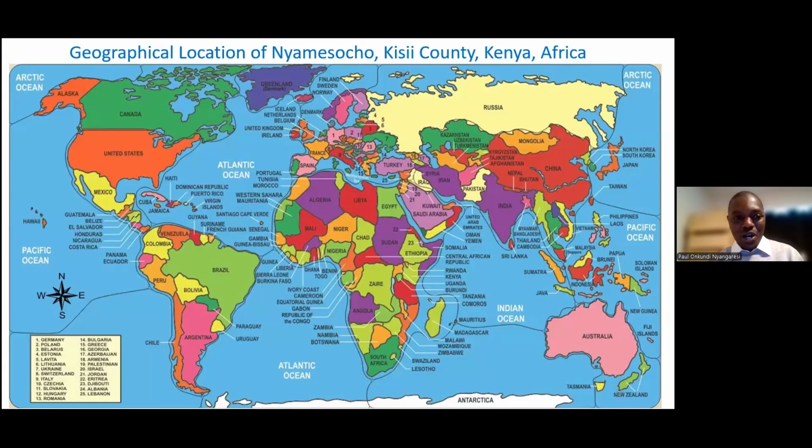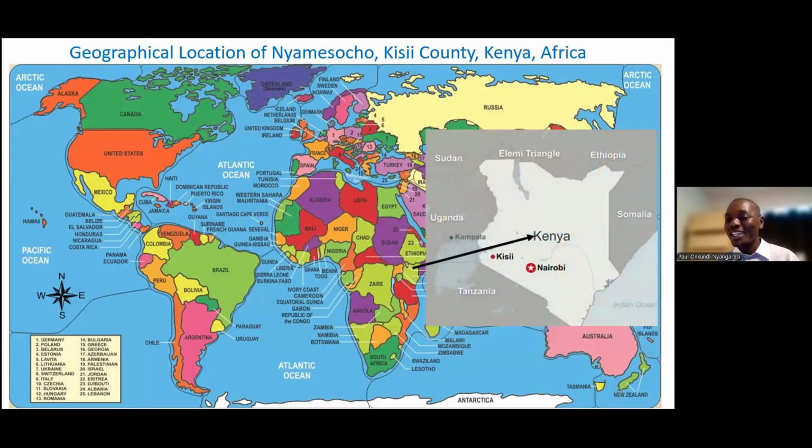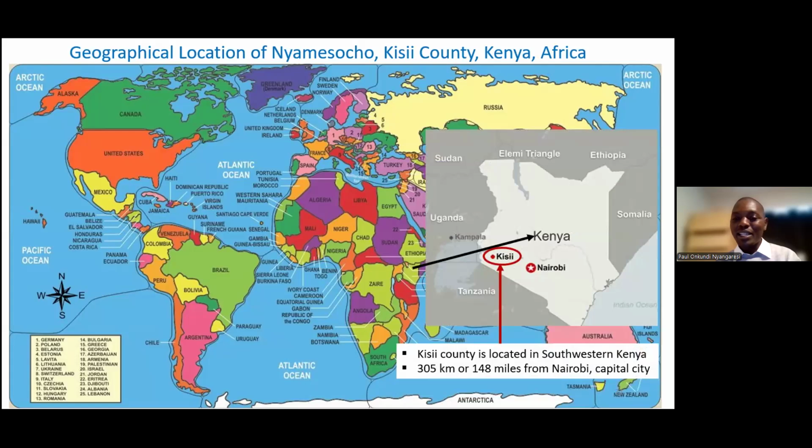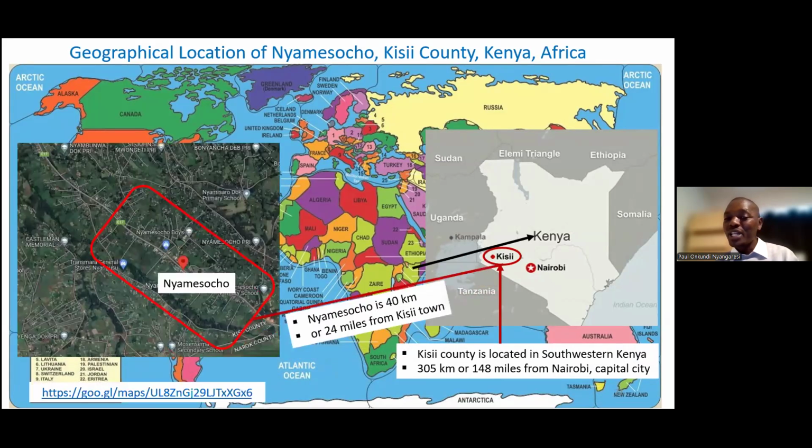So I've given you a world map, and now you can also see where your country is, and where Kenya is. That's where we did our test. And then Kisii is a community where I come from. It's very far from Nairobi. From Kisii, I now live even further, around 40 kilometers deeper, in a community we call Nyamesocho. This is the community where I live.